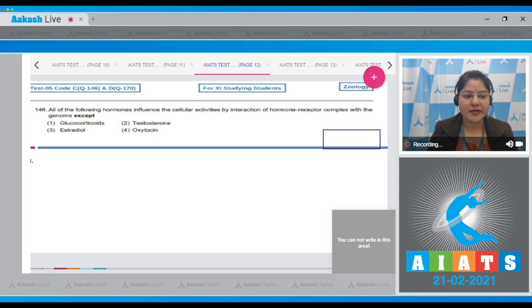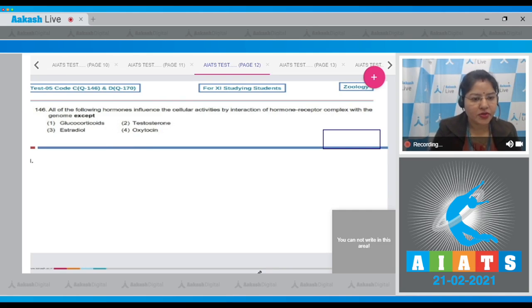Question number 146. All of the following hormones influence the cellular activities by interaction of hormone receptor complex with the genome except. In case of lipid-soluble hormones, hormone receptor complex interacts with the genome. So among the given options, we have to find out the hormone which is not lipid-soluble.